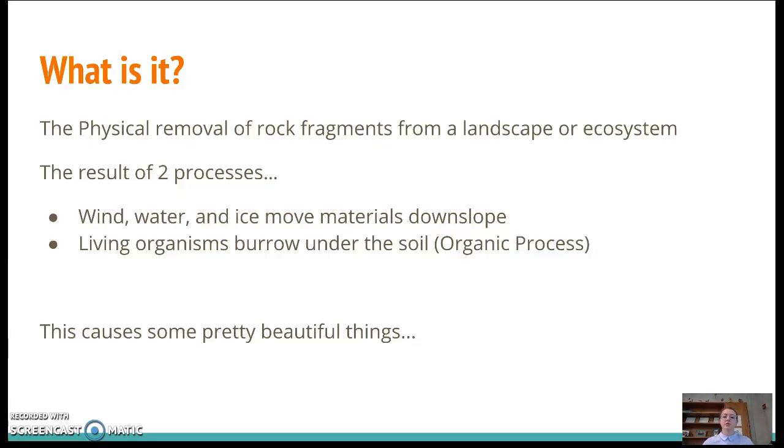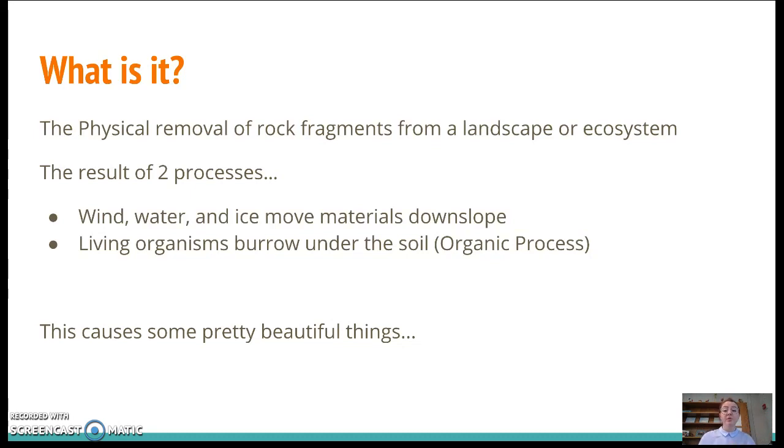So what is erosion? This is the physical removal of rock fragments from a landscape or ecosystem. So we're taking rocks away from an ecosystem and moving them somewhere else. There's two ways that this is going to happen. The first way is that wind, water, or ice are going to move the materials down slope.